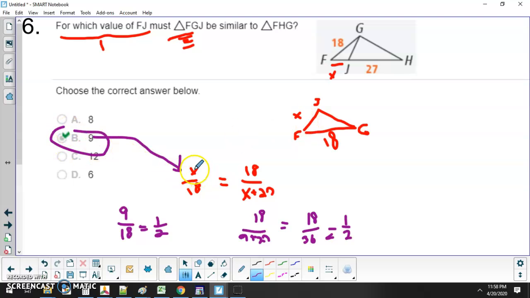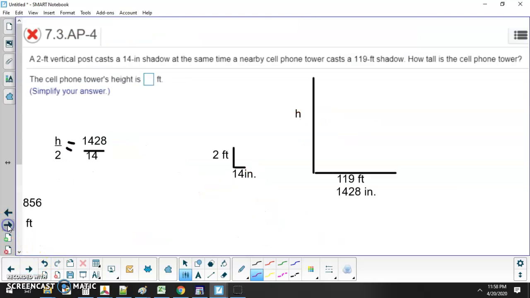Okay, remember FJ was X. Okay, so I hope that helps you on that. There's a better way to do this algebraically without choices, but that's good enough for you guys for now here.